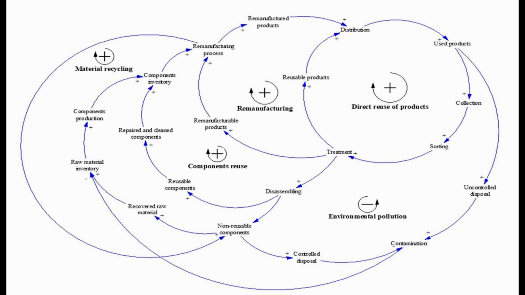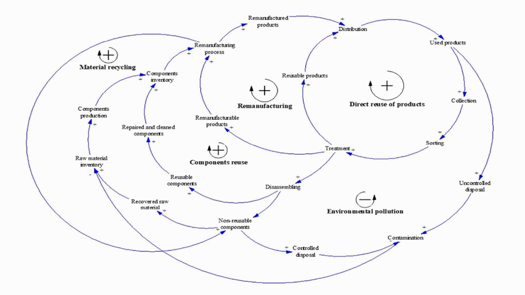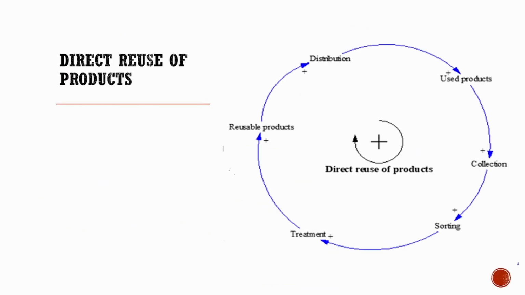reusing, remanufacturing, and recycling. So in this video, I use this causal loop diagram and show you the circular economy activities that are used to keep products in the chain or in the economy as long as possible. To simplify the whole loop, I'll break it into smaller loops for the explanation purpose.